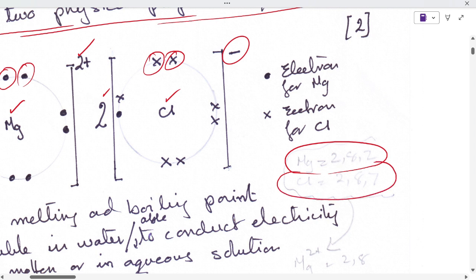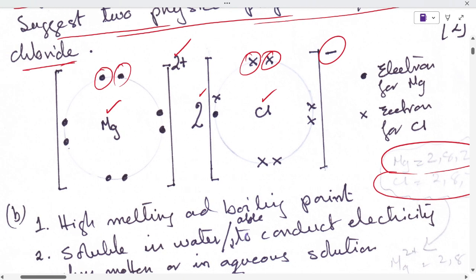Now magnesium is going to lose its 2 electrons and its inner shell is complete, and chlorine is going to gain 1 electron and its valence shell, outer shell, is also complete. Now we are not drawing the valence electrons because the magnesium valence shell is empty now, so we need not draw that shell. So we are going to draw the inner shell.